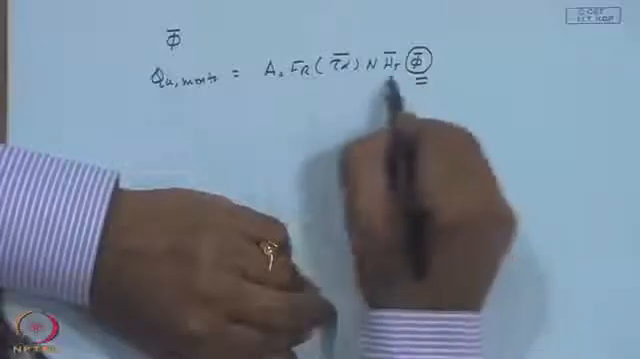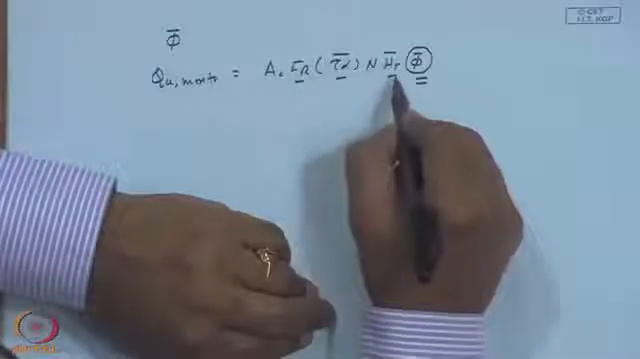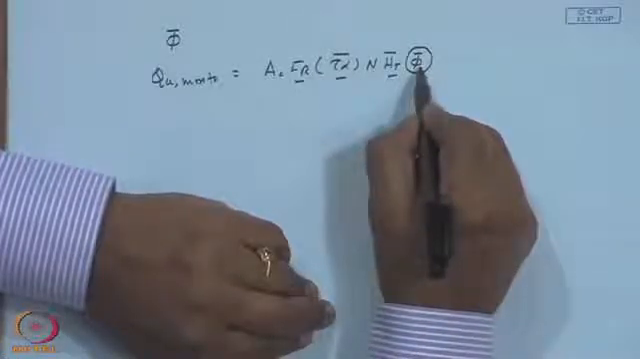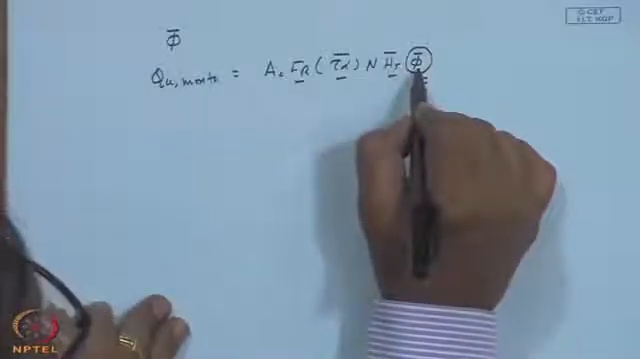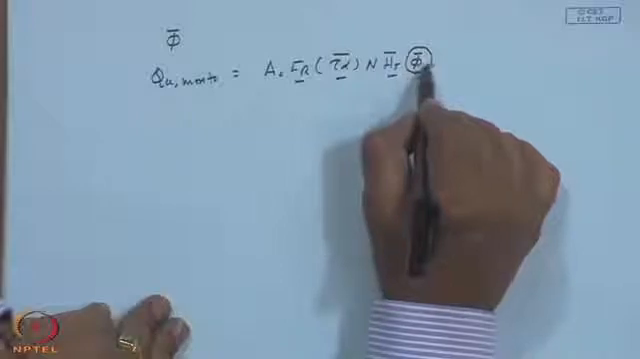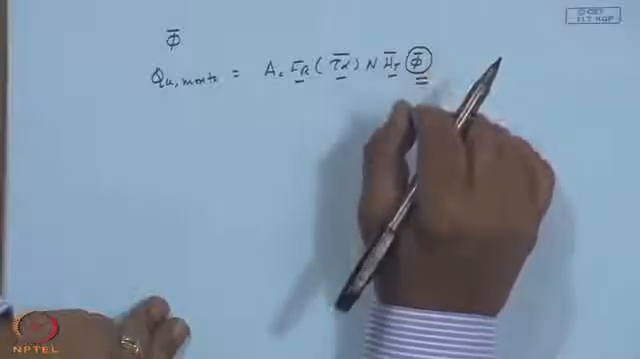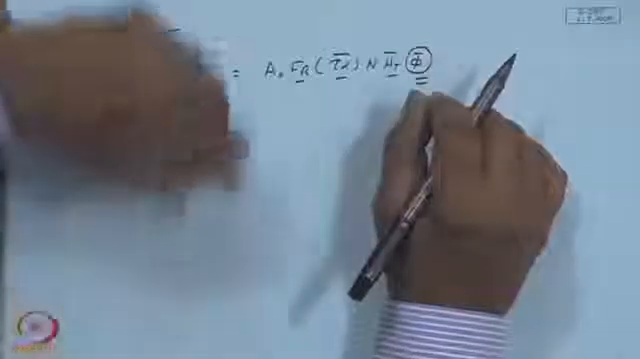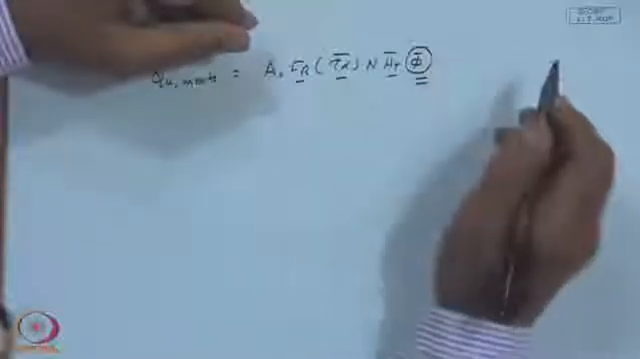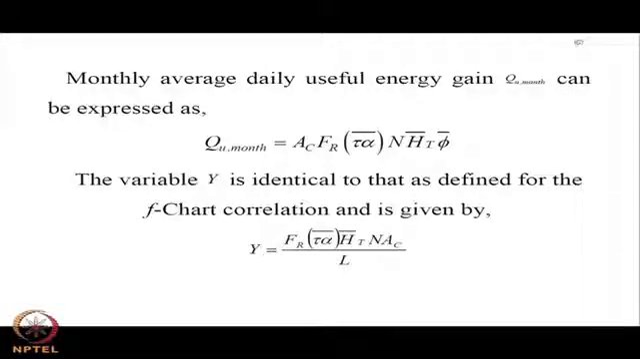If we find out h t bar, I know; tau alpha bar I know; F r is a collector parameter. So, methods to calculate everything are known except the monthly average daily utilizability. So, we shall reserve the calculation procedure for the monthly average daily utilizability, having understood that it is a ratio of the solar radiation available above the critical level to the total solar radiation falling on the collector. We will go ahead and see the correlation for the monthly solar load fraction in terms of the utilizability.